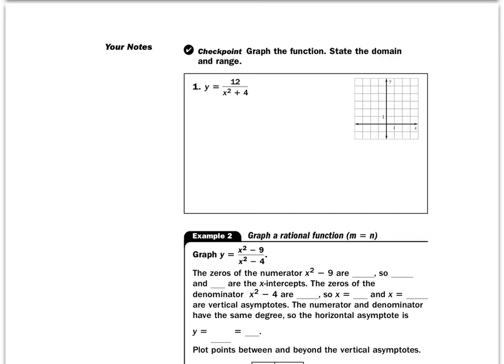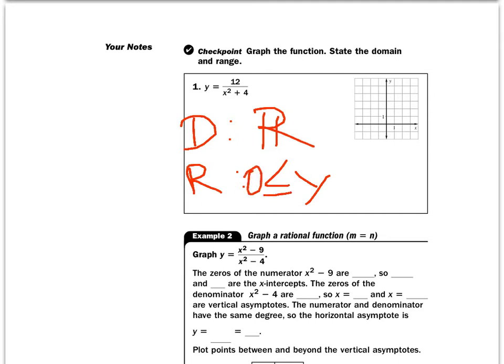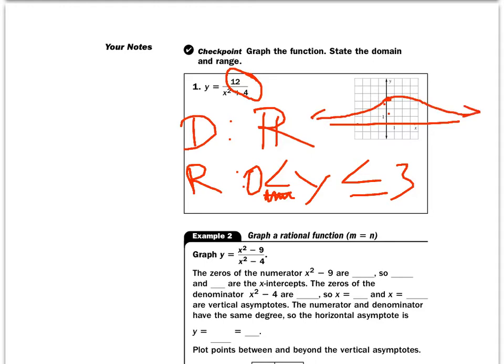All right, welcome back. Hopefully what you found was that the domain was all real numbers for all the same reasons that it was in our example 1. And the range, well, y had to be greater than 0 because it had that asymptote as well. Not or equal to, just greater than. But it had to be less than or equal to 3 because of that 12 divided by 4 was 3. So 1, 2, 3, we had a point right there at 3, and so we look something like that. Hopefully you guys got that.